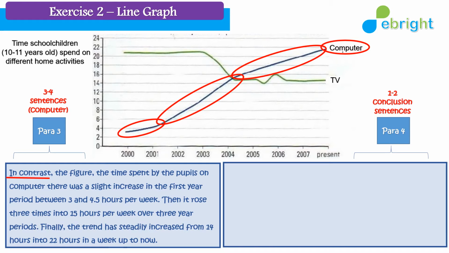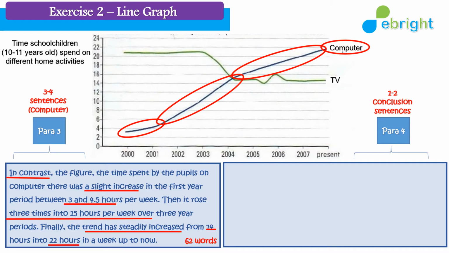You've got the expression "in contrast" to switch between paragraph 2 and paragraph 3. And then you've got the movement over there: slight increase, 3 and 4.5 hours per week. And then 3 times to 15 hours per week. And then "the trend has steadily increased", present perfect. Yes, so 14 hours to 22 hours. You've got 62 words for paragraph 3.